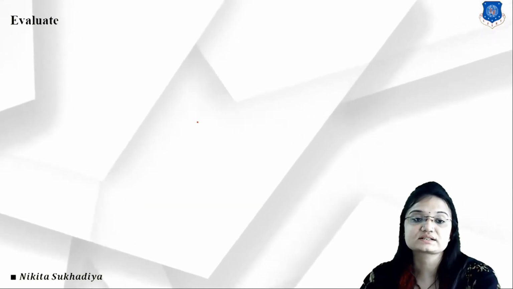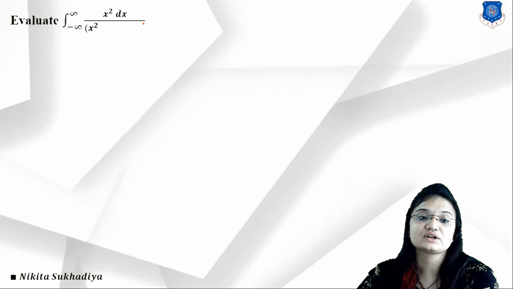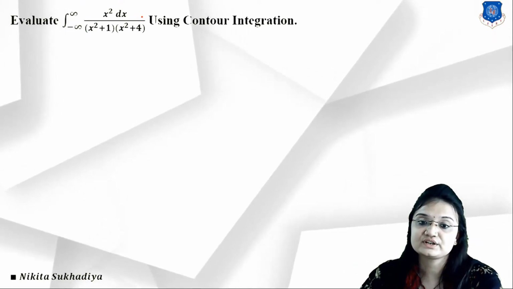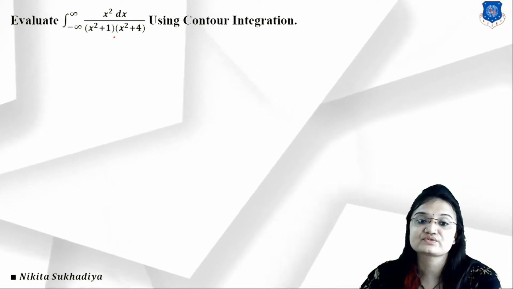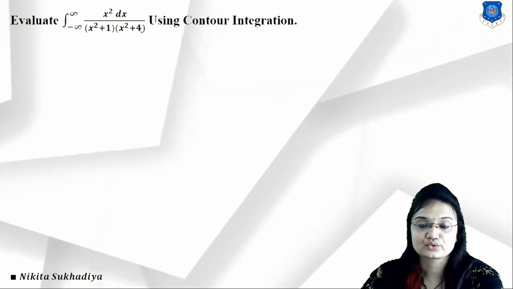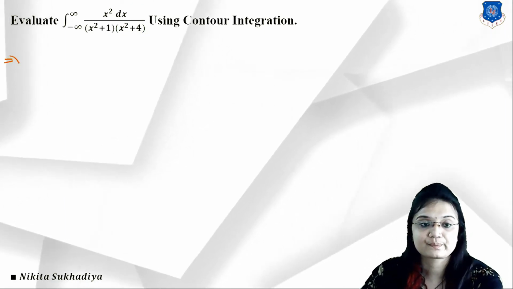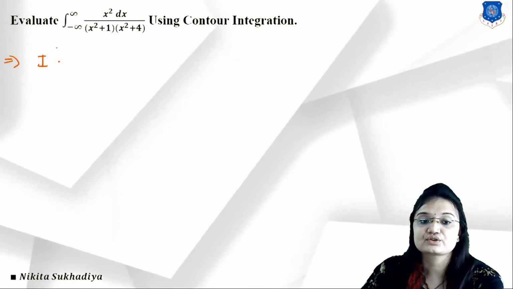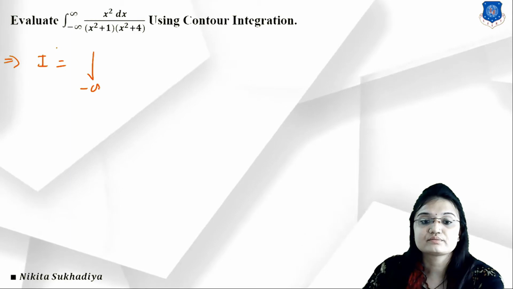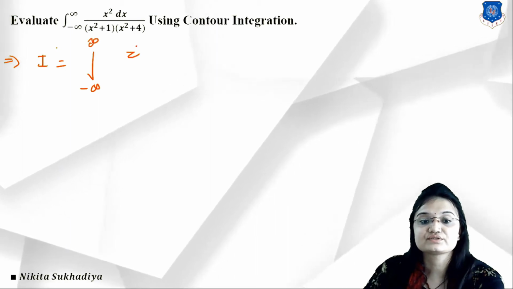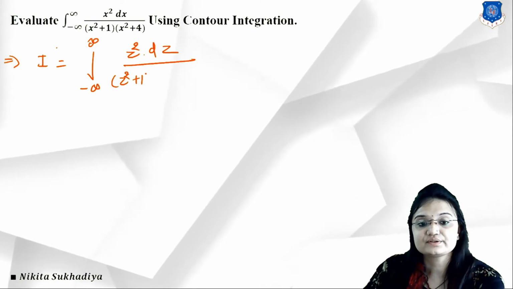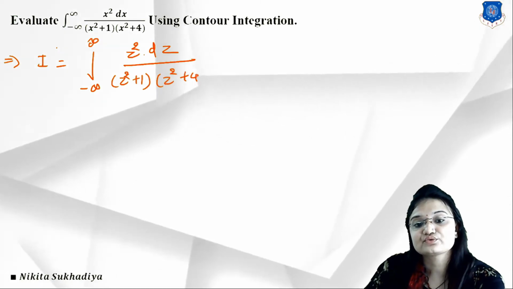Okay, let us understand with an example, that is, evaluate the integral from minus infinity to plus infinity of x square dx upon (x square plus 1) and (x square plus 4). Okay, so here put x is equal to z, so we will get I equal to the integral from minus infinity to plus infinity of z square dz upon (z square plus 1) and (z square plus 4).